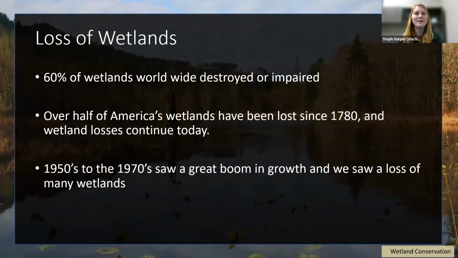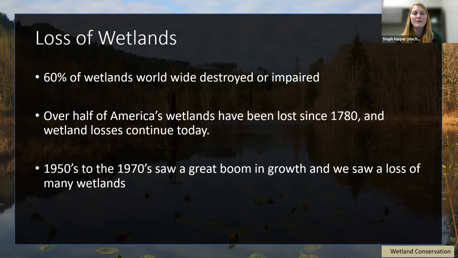Unfortunately, the sad part about wetlands is that we have lost a lot of wetlands over the past many years. There are so many statistics out there of how many acres we used to have, how many acres we have now, and how many we've lost in a certain amount of time. But I'm going to just give you a few here. 60% of the wetlands worldwide have been destroyed or impaired. Over half of America's wetlands have been lost since 1780. And of course, that wetland loss continues today, or there are still threats today.